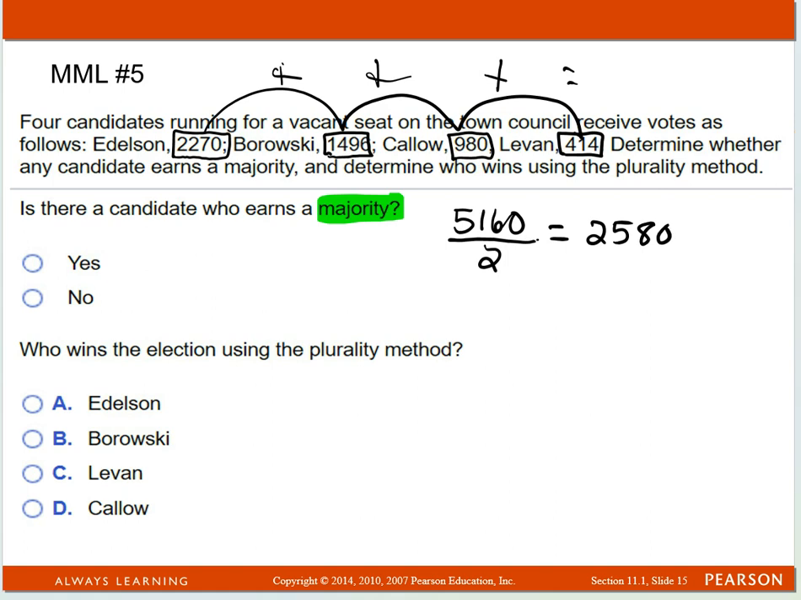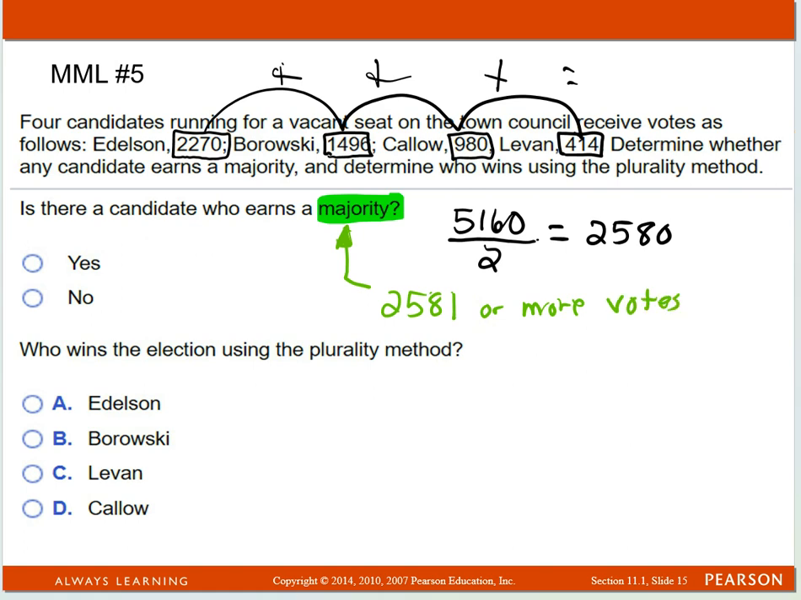You have to have more than half to have a majority. So switch to a green pen to match the other green. In order to have the majority, you would have to have 2,581 or more votes.